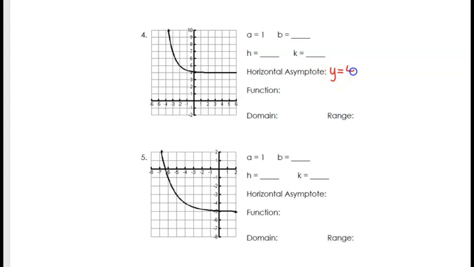Y equals 4. Okay, what about k? 4. And then what about the range? Y is what? Is greater than 4, because remember the range is from bottom to top. So if I have an asymptote right here and all of my graph is above it, then my y values are above, greater than 4.